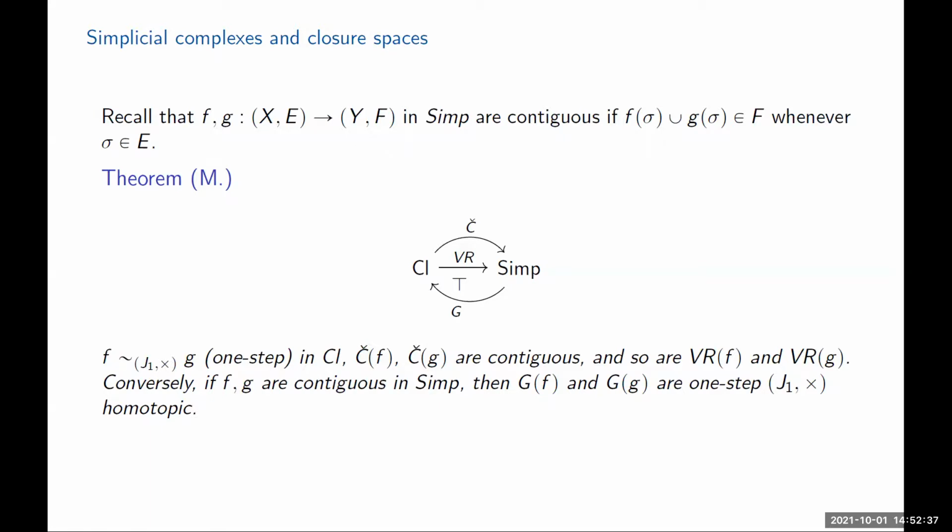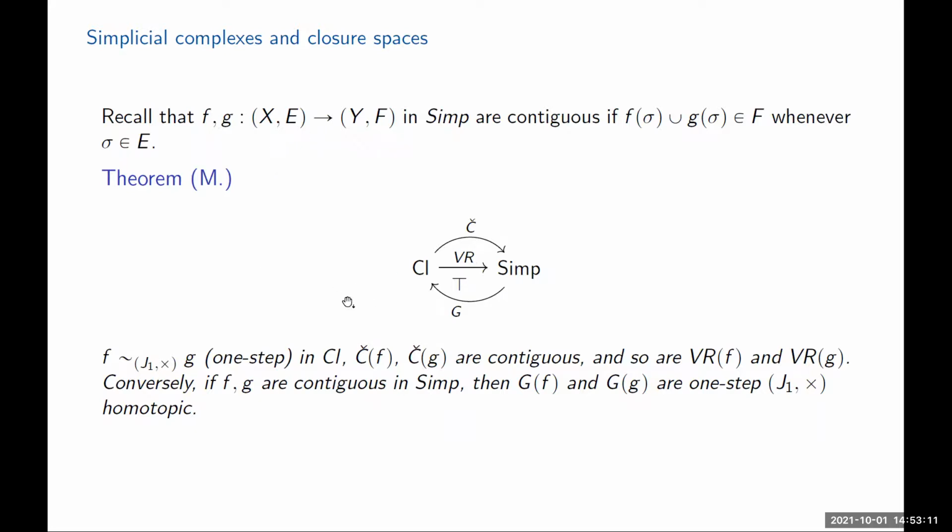But not only that, these functors are very nice with respect to various homotopy theories you can define on the two categories. Remember, for simplicial complexes, typically what one considers as a notion of homotopy is contiguity. So you say two simplicial maps F and G are contiguous if, when you take any simplex in X, the union of its images under F and G is a simplex in Y.